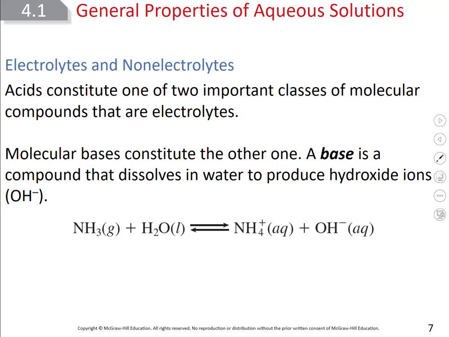Bases, there's two different classes of bases. We'll cover that more when we get to acids and bases. But for now, let's look at molecular bases, or things that are molecules, not ionic, but are bases in water. The classic example of that is ammonia. Ammonia is NH3. So ammonia is a gas.